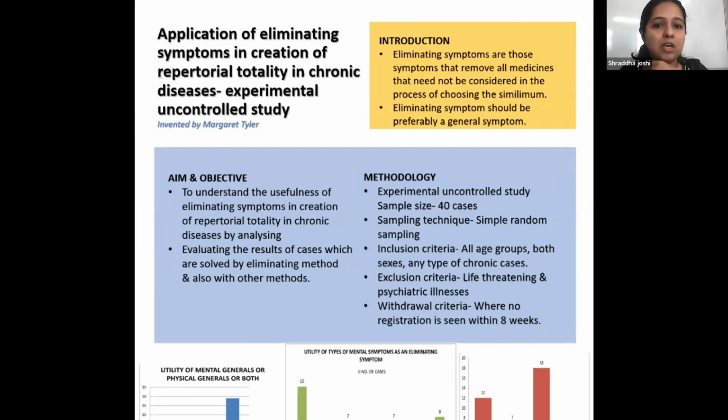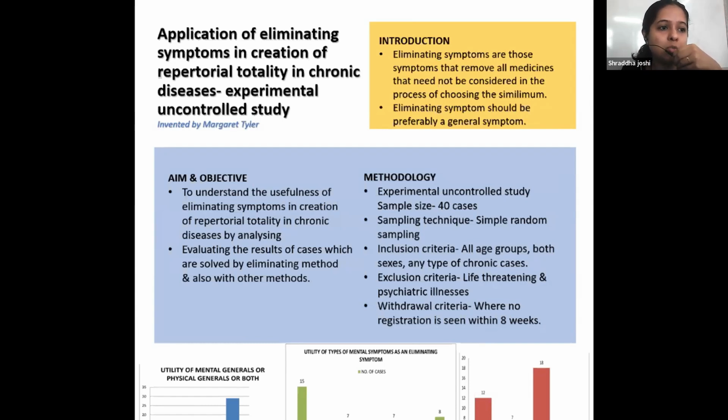And then we can go on to the aims and objectives and methodology of my study. In this study, we have to understand the usefulness of eliminating symptoms by evaluating the results of cases which are solved by the eliminating method.